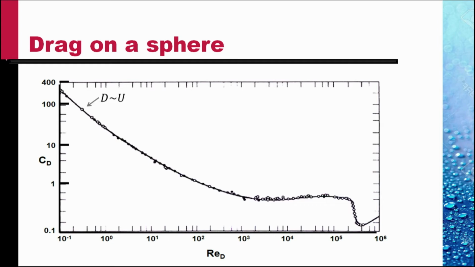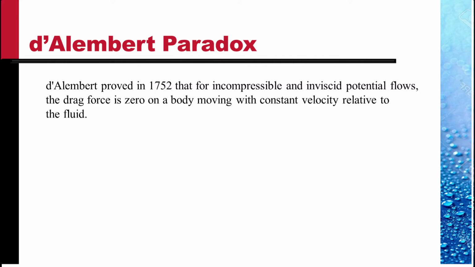Initially, the drag varies linearly with velocity, but for larger values of Reynolds number, the drag varies like u square, since the drag coefficient is about constant. But the point to notice is that at large Reynolds number, the drag coefficient is of order 1. This seems to be in contradiction with the approximations that we have learned to make.